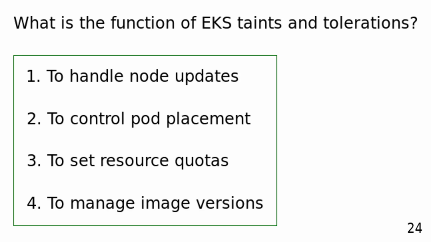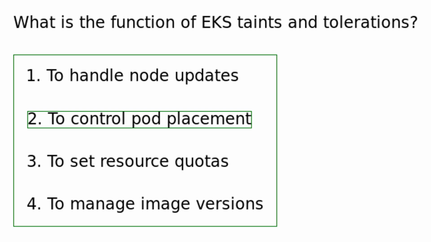What is the function of EKS taints and tolerations? To handle node updates. To control pod placement. To set resource quotas. To manage image versions. In EKS, taints and tolerations work together to control which pods can be scheduled on specific nodes.